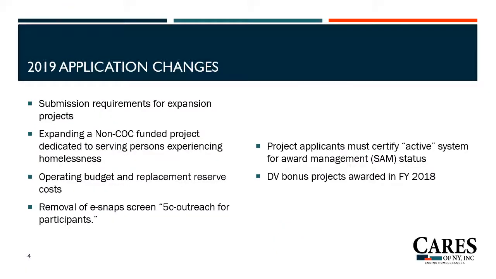The 2019 application changes include submission requirements for expansion projects, expanding a non-COC funded project dedicated to serving persons experiencing homelessness, operating budget and replacements reserve costs, removal of eSnap Screen 5C, project applicants must certify active system for award management status, and the DV bonus projects awarded in fiscal year 2018. If you have any questions about these changes, please do not hesitate to call me at 518-489-4130, extension 111.